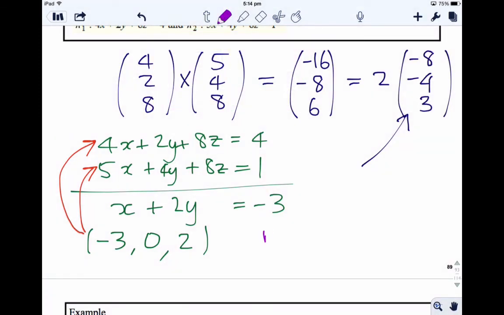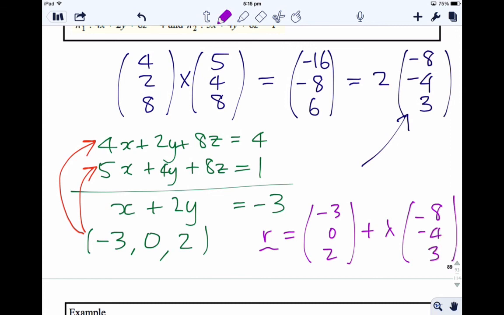The equation of the line is negative 3, 0, 2, a point on the line, plus lambda, negative 8, negative 4, 3. And yes, note that this answer is definitely not unique. There's many ways that we could write that line, but that is one correct answer, and that's the way that you do that one.